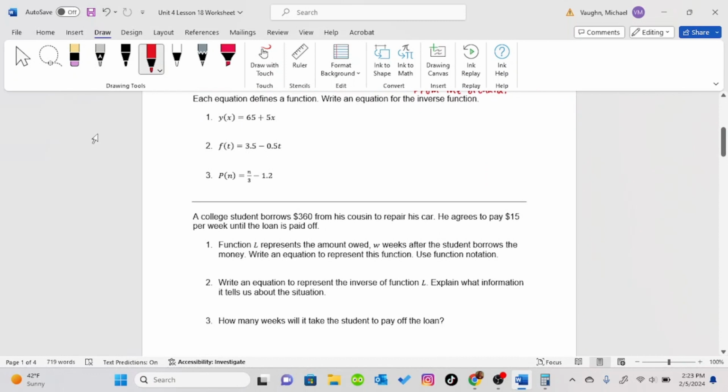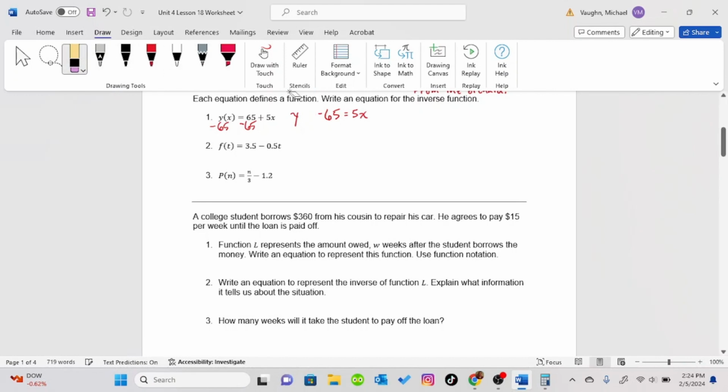Each equation defines a function. Write an equation for the inverse function. So number 1, y of x equals 65 plus 5x. So I'm going to subtract 65 from each side. Now I have y of x minus 65 equals 5x.